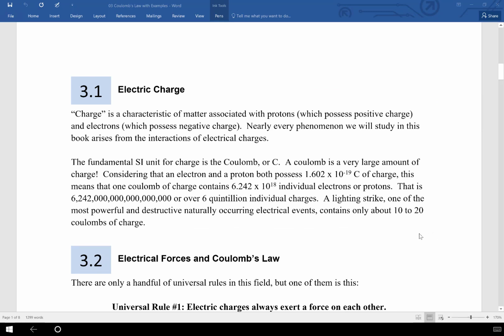Charge is something that a piece of matter exhibits. It's not related to its mass. It's not related to its density. It's not related to its color. It just depends on what is the charge of that particular piece of mass. Charge is really composed of protons, which have positive charges, and electrons, which have negative charges. Nearly every phenomenon we're going to study in this class arises from interactions of electrical charges.